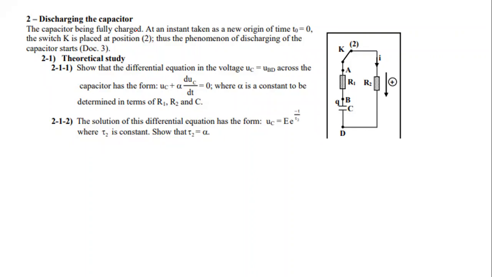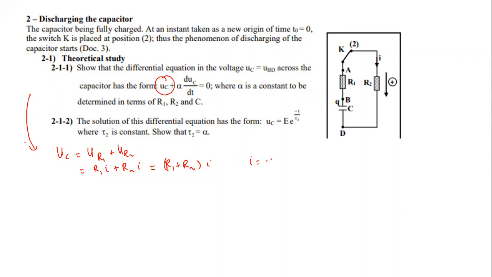Show that the differential equation across the capacitor is of the form UC plus alpha duc by dt, where alpha is a constant to be determined in terms of R1, R2, and C. So the question is to find the differential equation. So here we have UC equals UR1 plus UR2, which means it's equal to R1I plus R2I, and I can take common factor. So this is UC. I want it in terms of UC.